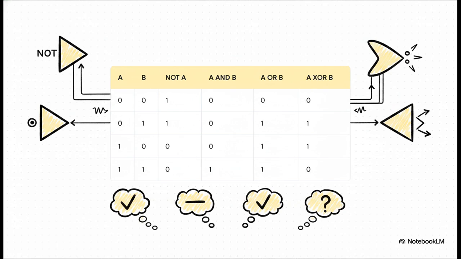Let's look at how the inputs A and B combine. For NOT A, the zeros become ones and ones become zeros. Easy. For A AND B, we only see a 1 output at the very bottom, right? When both inputs are true.